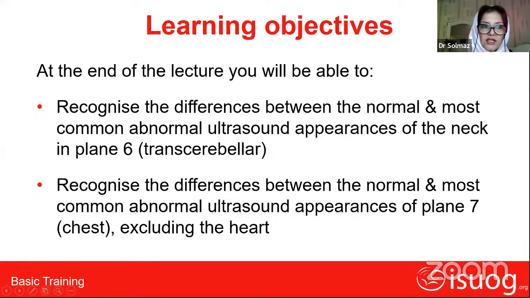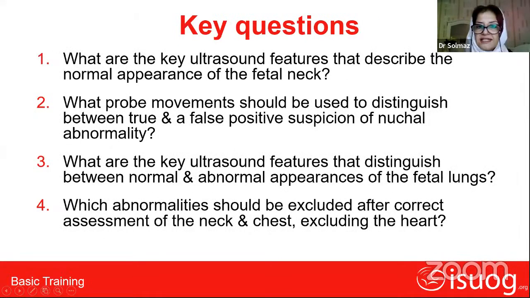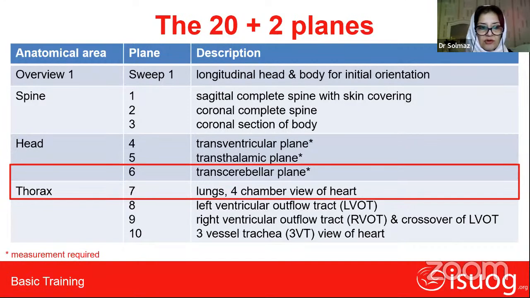The key questions are, what are the key ultrasound features that describe the normal appearances of the fetal neck? What probe movements should be used to distinguish between true and false positive suspicion of nuchal abnormality? And what are the key ultrasound features that distinguish between normal and abnormal appearances of the fetal lungs? And which abnormalities should be excluded after correct assessment of the neck and chest, excluding the heart. So we will mostly be speaking about plane 6 and 7, which are the transcerebellar and the lungs.